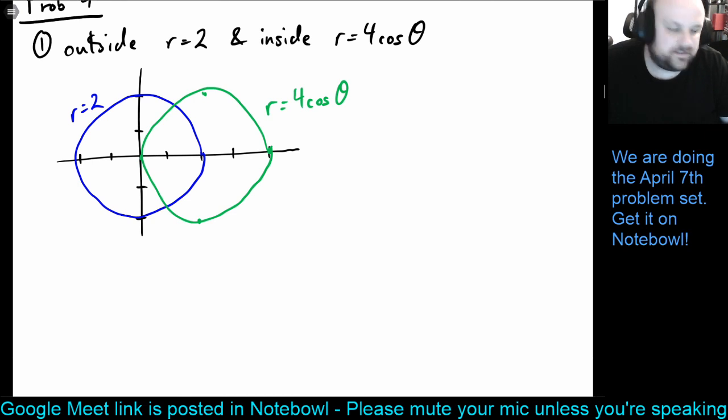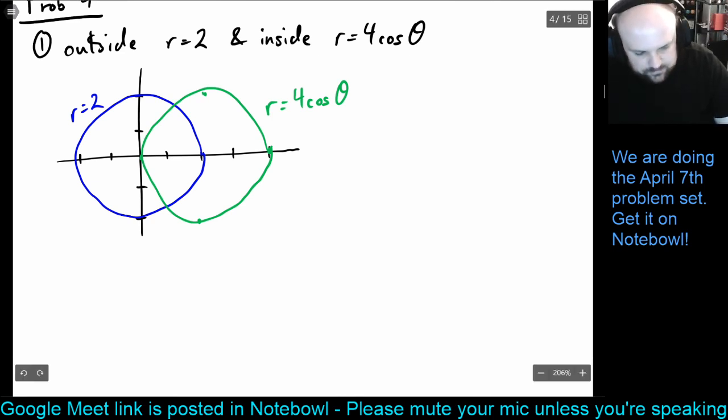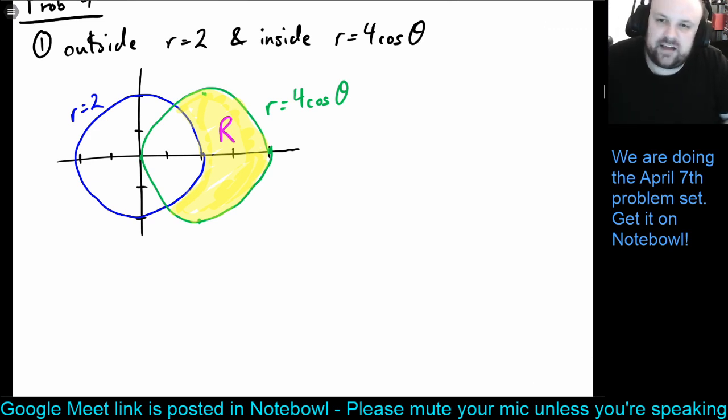Right, so hopefully that looks somewhat familiar. Right, and of course, you can always use polar plot in Mathematica to check this if you're unsure. So what we're asking for is, let me highlight it. We're asking for the area of this region here. We want the area in here. So this is my region R. So what is the area of that? How do I set this up?